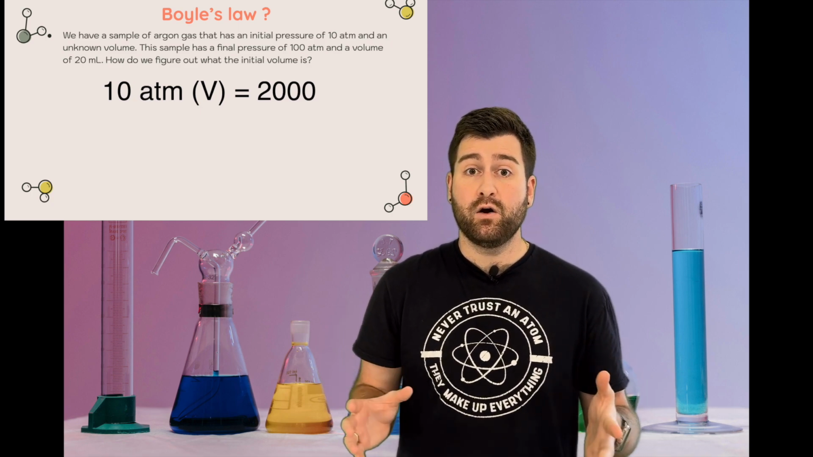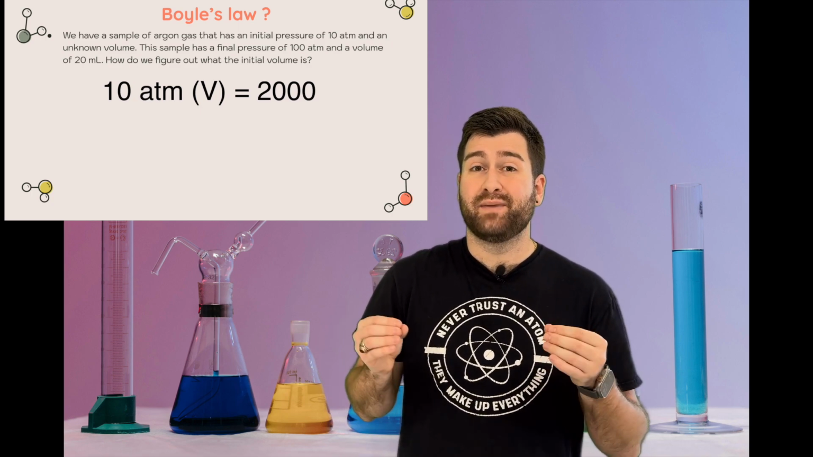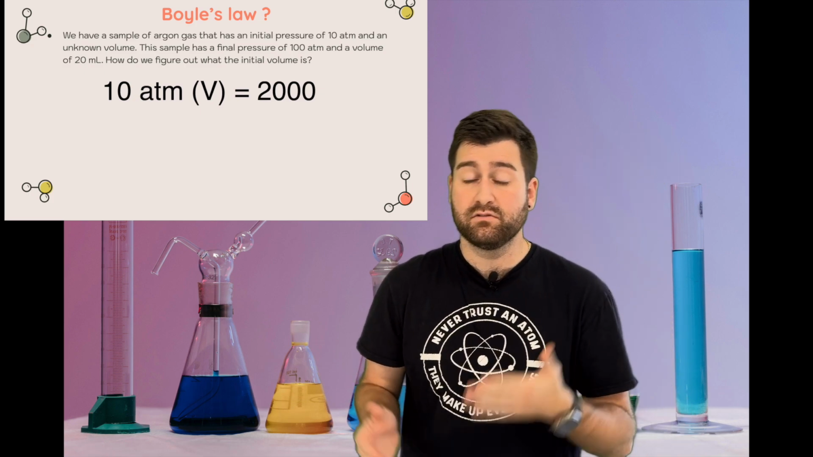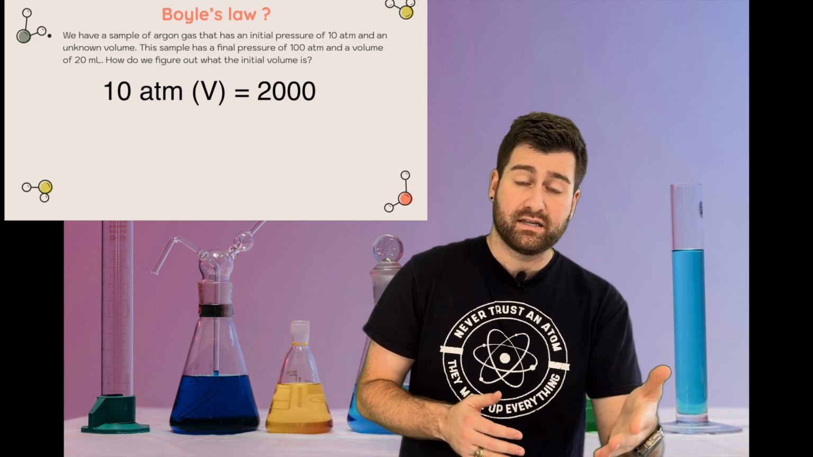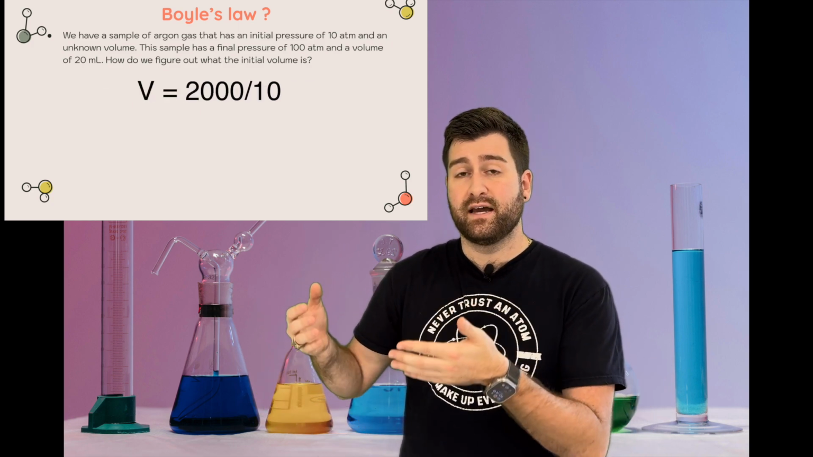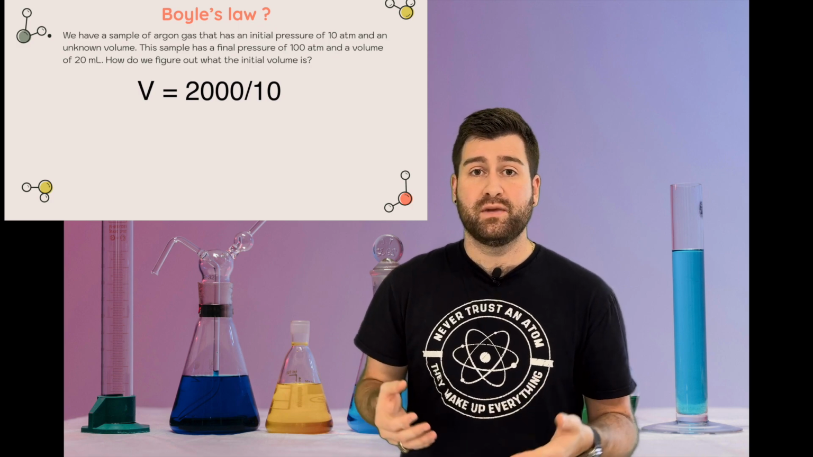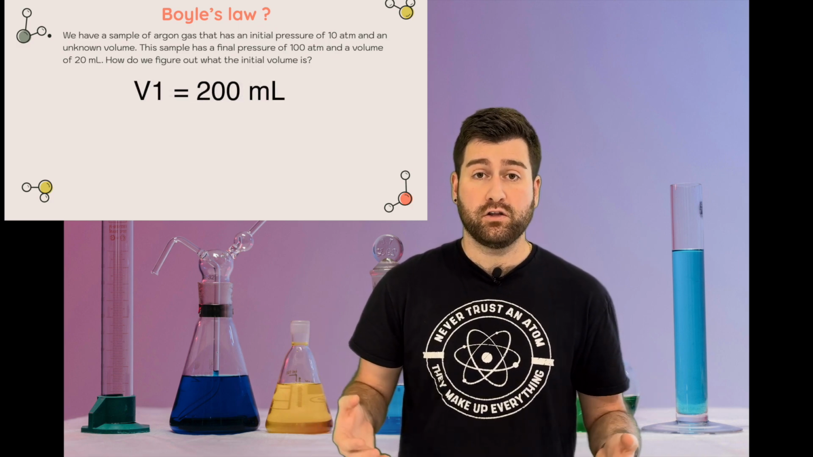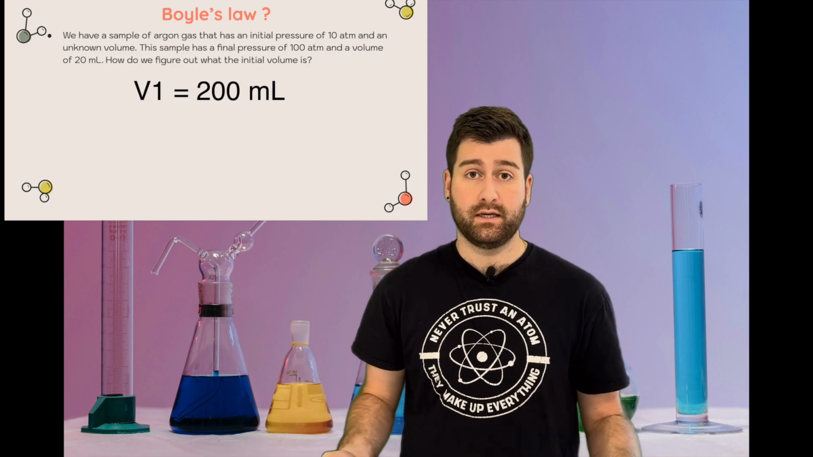To get the V alone, we divide both sides by 10 because it's the opposite of multiplication, 10 times V, so we divide, and what we do to one side we do to the other. So we have 2,000 divided by 10, which ultimately equals 200. So our initial volume is equal to 200 milliliters.